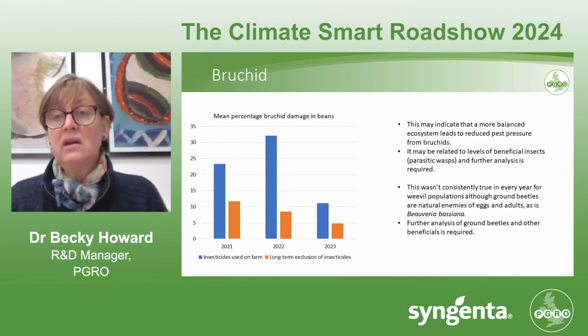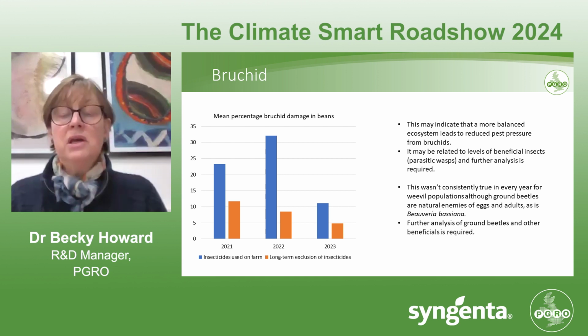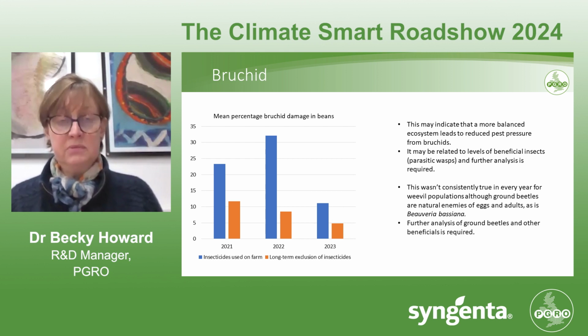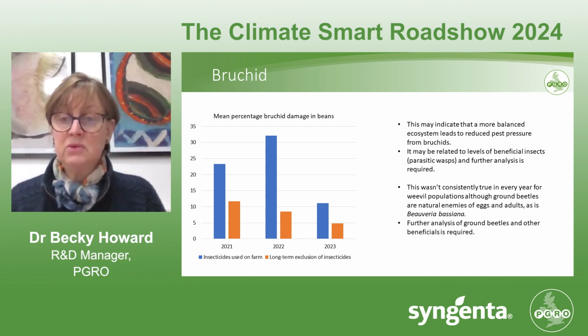So this can indicate a more balanced ecosystem that leads to reduced pest pressure from bruchids. It could be related to the level of beneficials, and particularly parasitic wasps that we know affect bruchid populations, but we do need to do further analysis. We're at the end of the project really at the moment, so we're still doing quite a lot of data analysis. This wasn't consistently true for weevil populations, although we know that there are natural enemies of weevil eggs and adults, and they're also susceptible to entomopathogenic fungi such as Beauveria bassiana. So further analysis of the beneficial populations that we found in these crops is required compared to levels of damage.